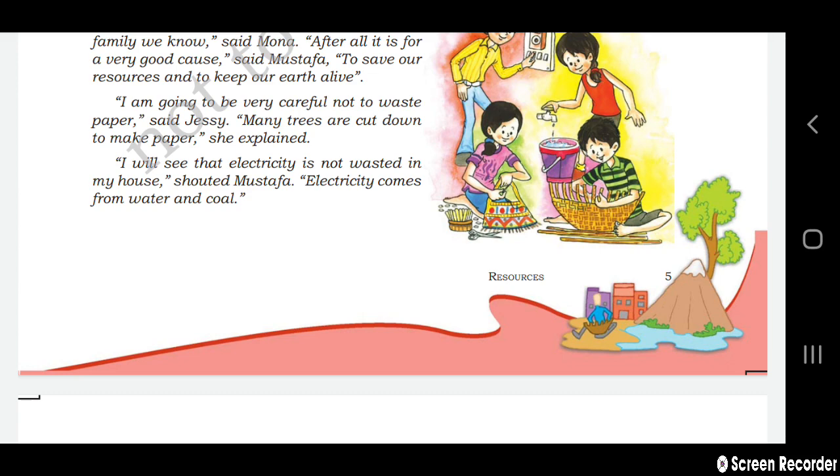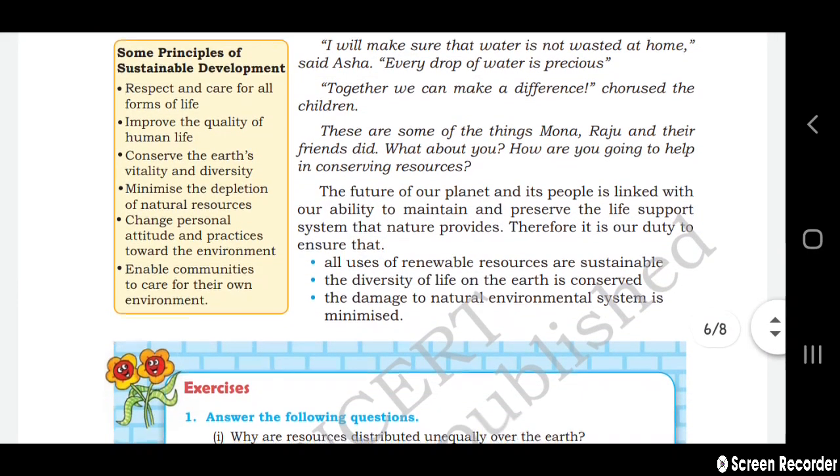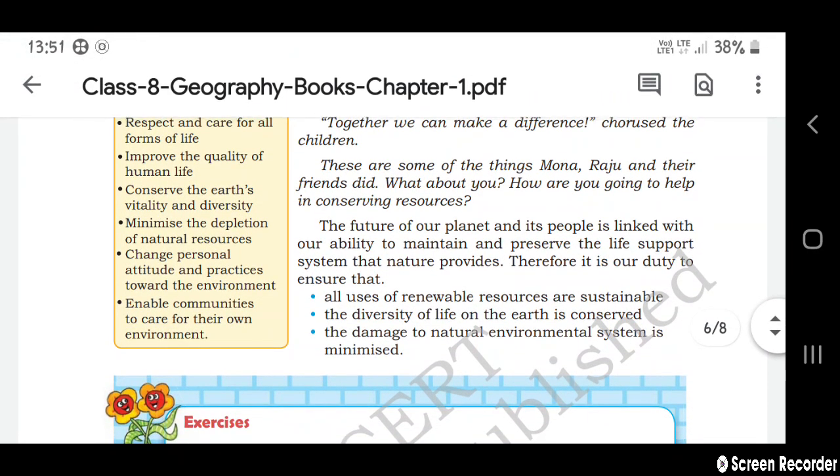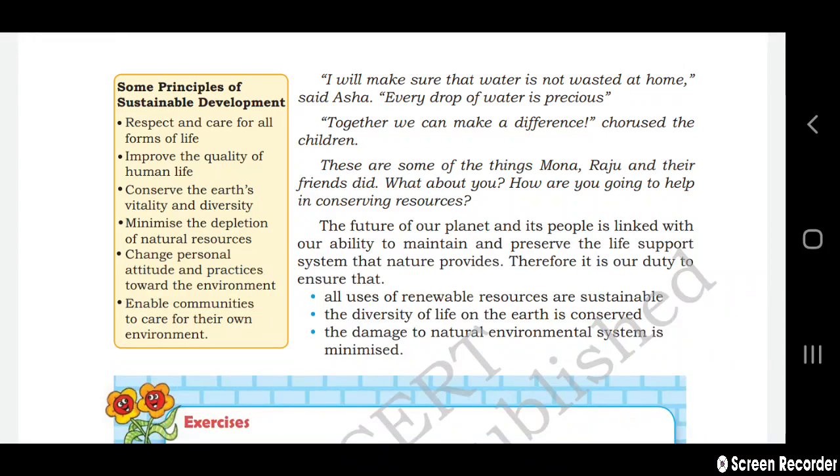"I will see that electricity is not wasted in my house," said her friend Mustafa. And electricity comes from wind. "I will make sure that water is not wasted at home," said another friend, Asha. Every drop of water is precious. "Now together we can make a difference," the children said.